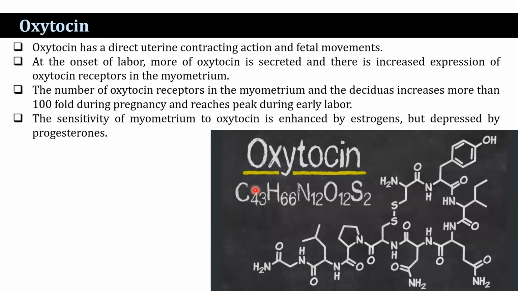Oxytocin has a direct action on uterine contraction and fetal movements. At the onset of labor, more oxytocin is secreted, and there is increased expression of oxytocin receptors in the myometrium. The number of oxytocin receptors in the myometrium and the decidua increases more than 100-fold during pregnancy, and reaches a peak during early labor. The sensitivity of the myometrium to oxytocin is enhanced by estrogen, but depressed by progesterone.